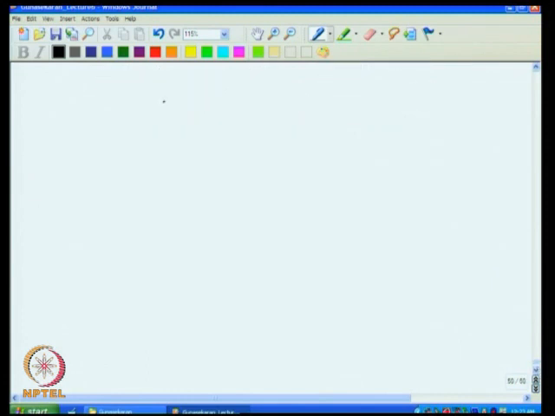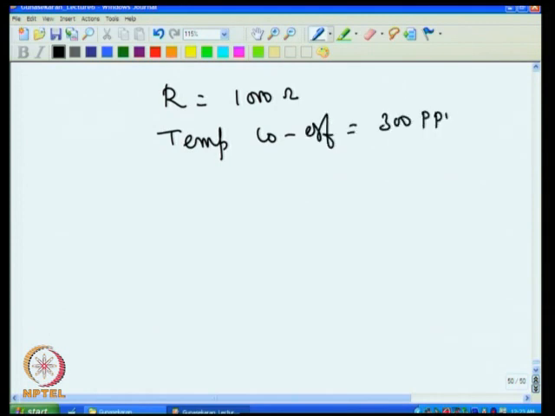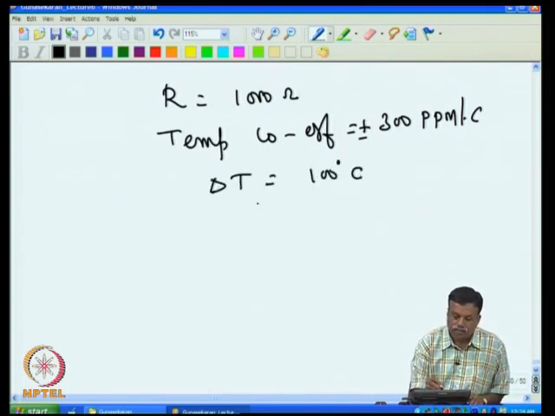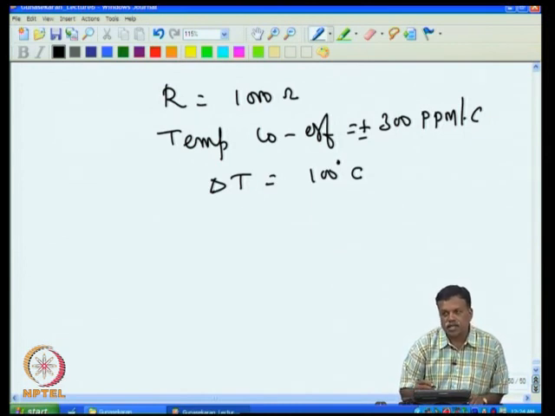For this we take a resistance value we know is 1K, so 1000 ohms. The temperature coefficient of this, for example, we take 300 ppm per degree C, that is plus or minus 300 ppm. So if R is 1000 ohms, with a temperature coefficient of plus or minus 300 ppm, then our delta T is usually taken as 100 degree C. This is the expected ambient temperature change of 100 degree C, because this is required for industrial grade equipment.